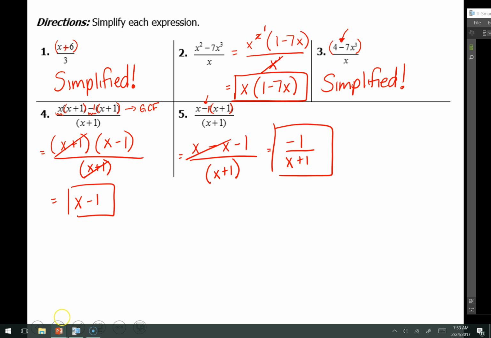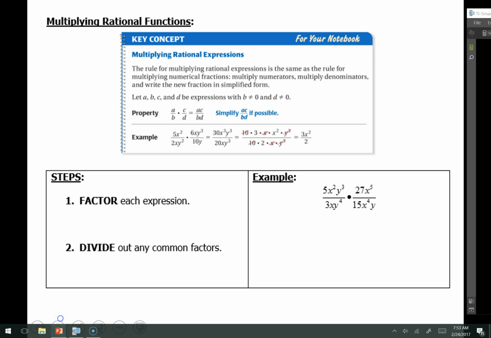Now let's get to the multiplying. We are going to do some multiplication and some simplification. We're going to factor the expression as much as we can and divide out any common factors, which will help us to simplify as well. So looking at this first problem, there's a whole lot going on in this problem. So what I want to do is, before I start slashing things out, I want to do some combining, some multiplying, just in the two numerators and just in the two denominators.